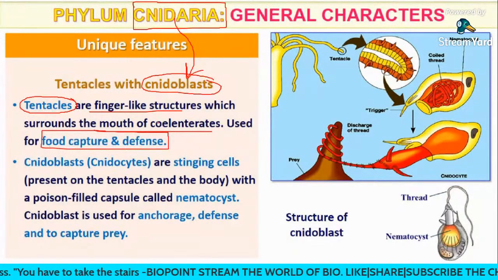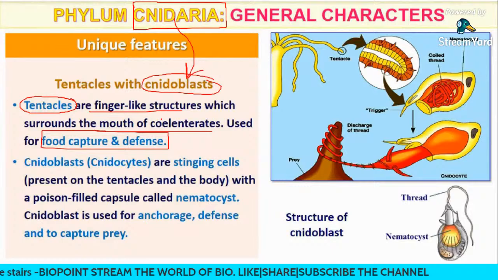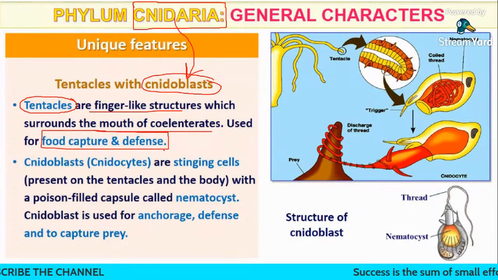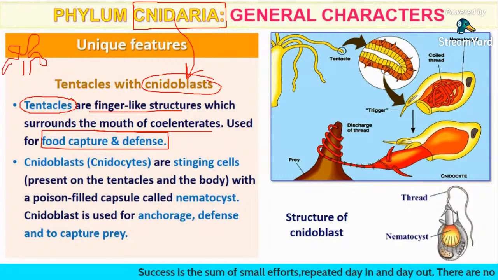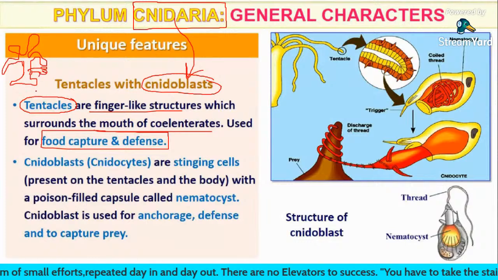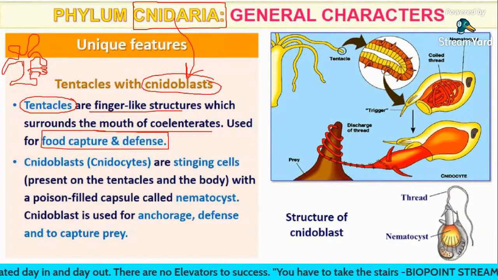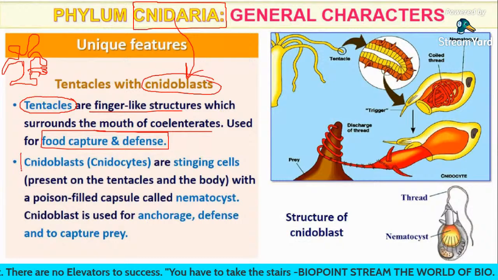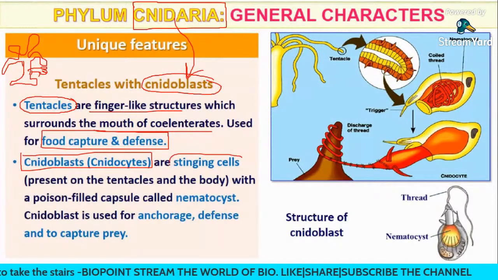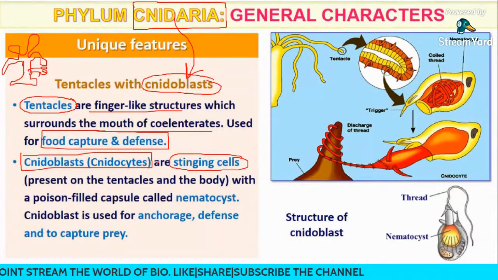So tentacles are present in this organism, and they help in the food capture and defense of the organism. You might have also drawn the structure of Hydra in your 10th standard. So what does the Hydra structure contain? Tentacles. Next you have the cnidoblasts or cnidocytes, which are the specialized stinging cells. Cnidoblasts or cnidocytes are the specialized stinging cells, which are present on the tentacles and the body.